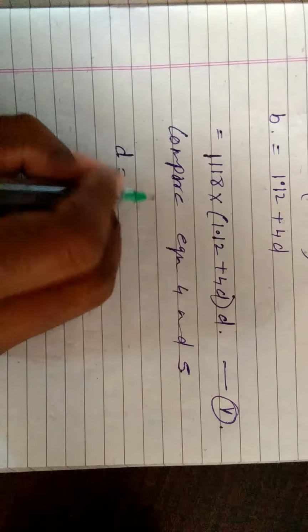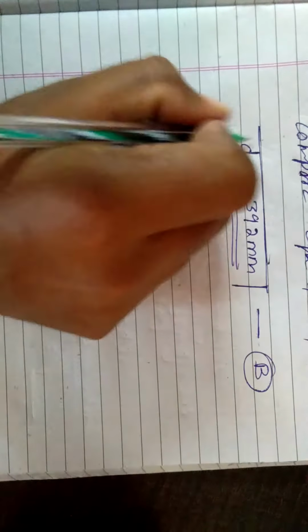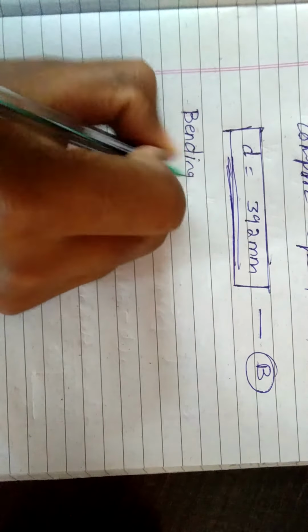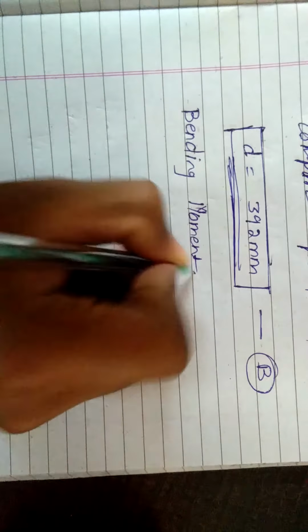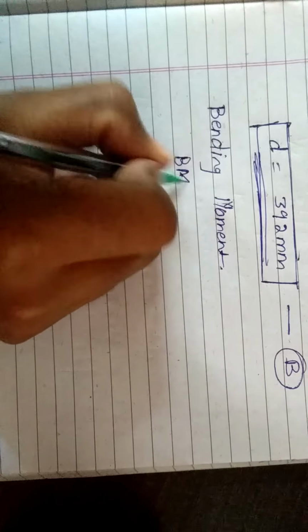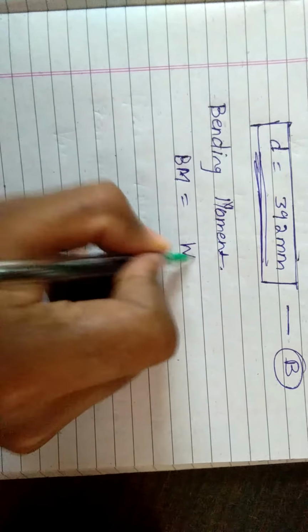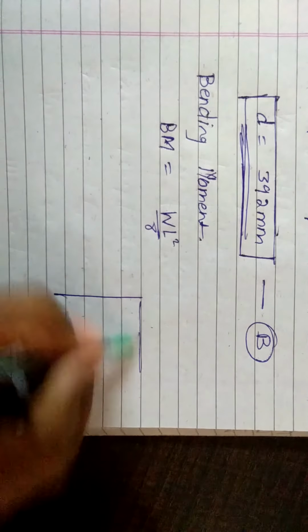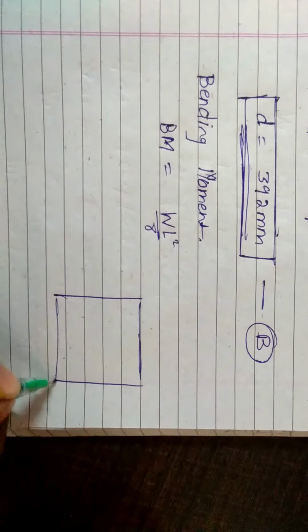Now see, this is the answer of B. Then next the bending moment. For the bending moment, we all know the formula of bending moment is WL square upon 8. Now for example, you have the footing and column over it. Now this distance will be xx, right? Now bending moment with respect to x and bending moment with respect to y you have to take out.